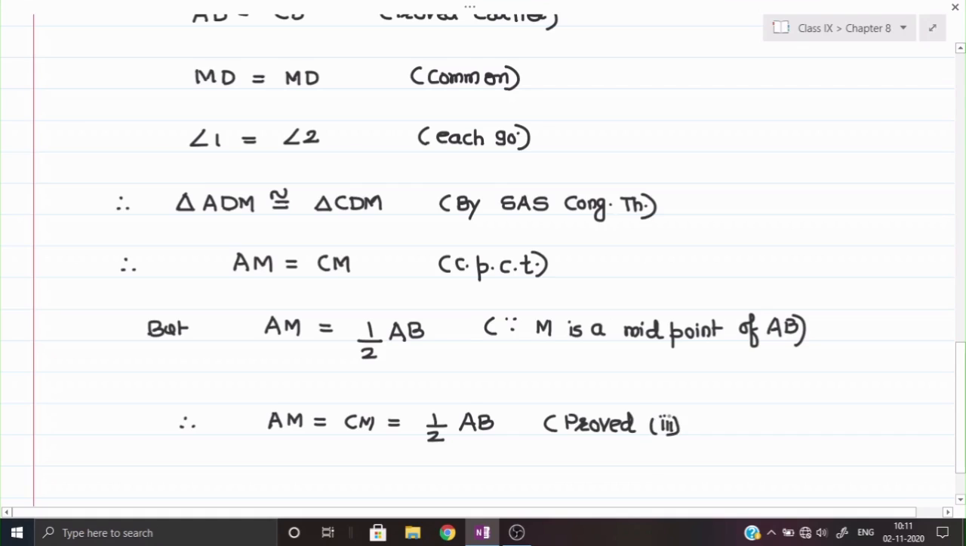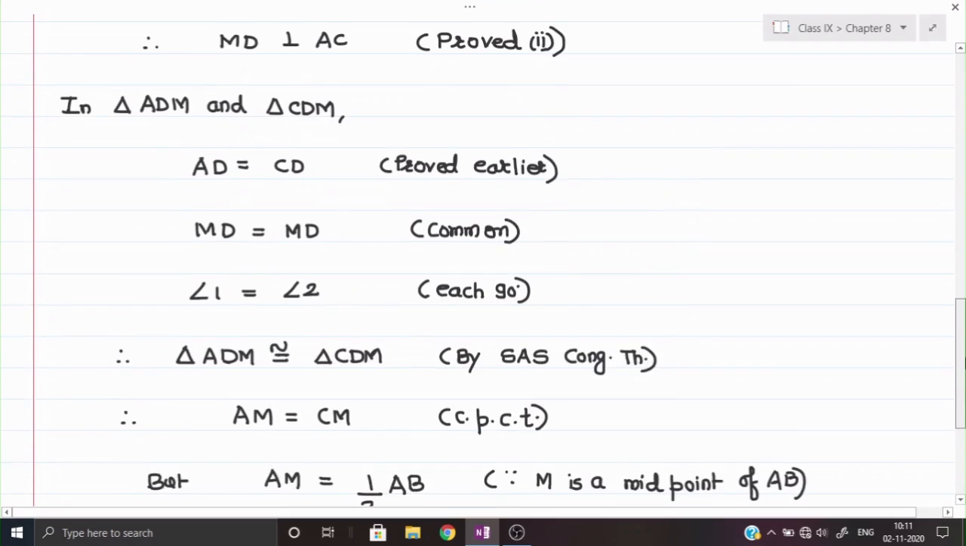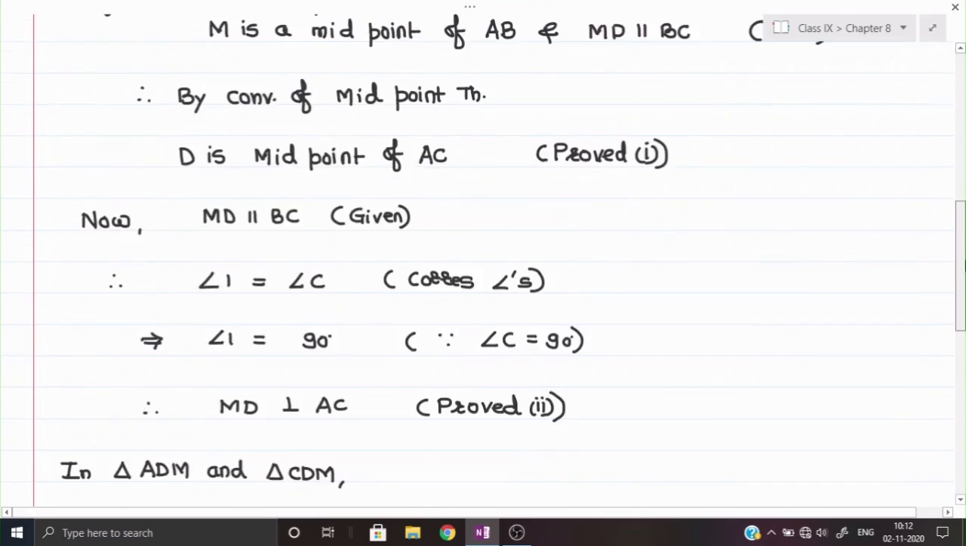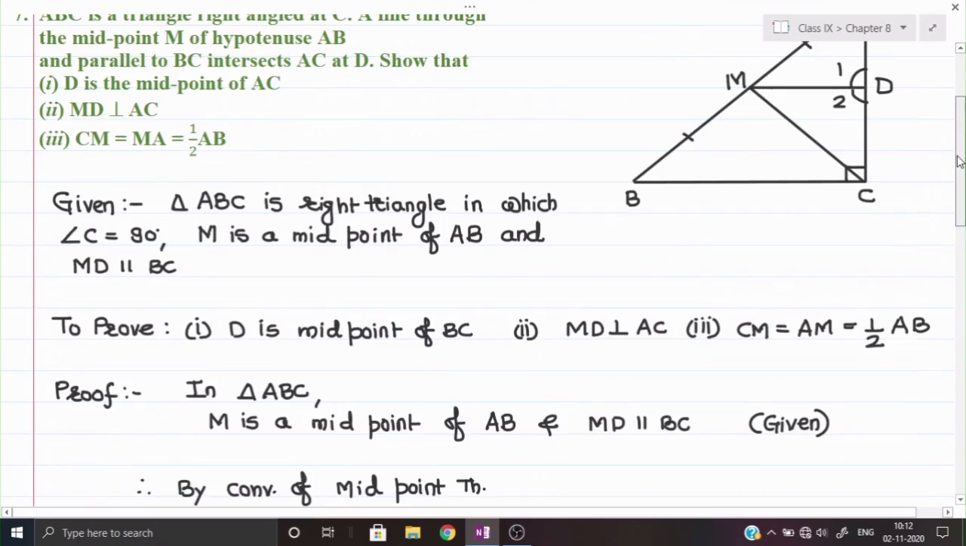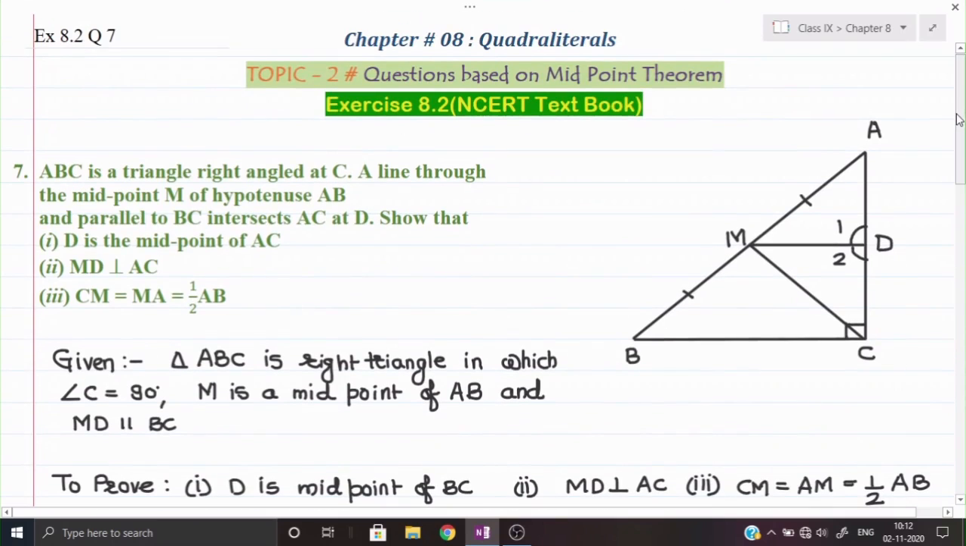It was a little lengthy question, but I don't think you may have felt this question difficult. Okay, this was simple. Only at last we have proved triangles congruent, and in this question you see we have used nearly each and every concept. Okay, so this completes the exercise 8.2.